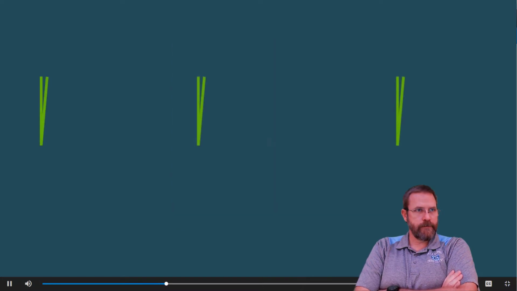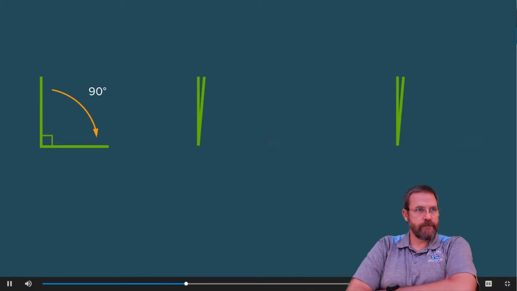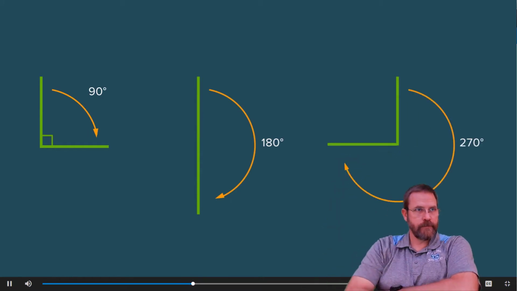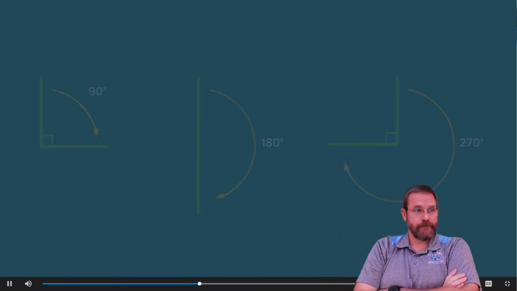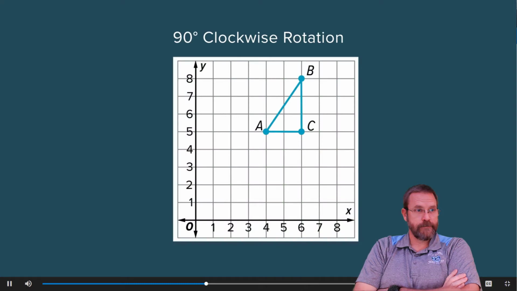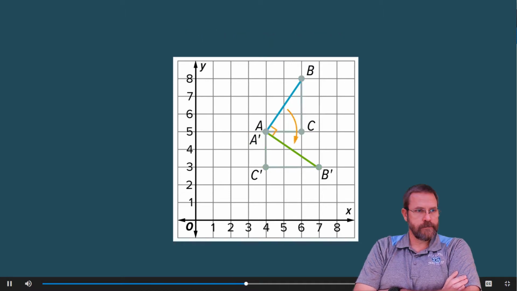Rotations can also be described in degrees. For example, a rotation can be described as 90 degrees, 180 degrees, or 270 degrees. Rotate triangle ABC 90 degrees clockwise about vertex A. Vertex A is the point at which triangle ABC is rotated, so A' will be in the same position as A. Point B is rotated 90 degrees, and point C is rotated 90 degrees.